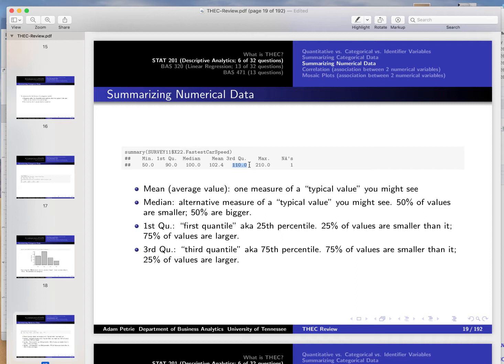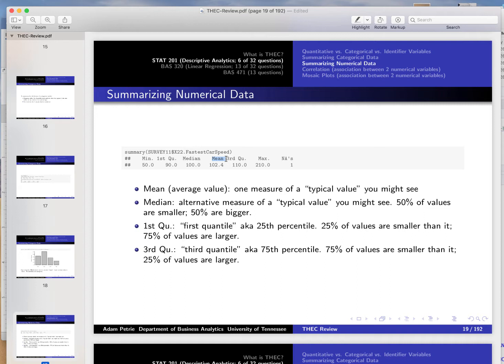So we get an idea of how the responses vary from smallest up to largest. We get a measure of the typical response in terms of its median. And R is nice because it also lets you know what the average value was. The average, the mean, those are two words that are synonymous. The average value is another way to summarize a typical value in a distribution. The average speed, as recorded in this data, was 102.4 miles per hour.